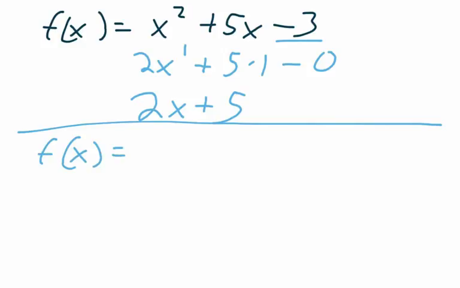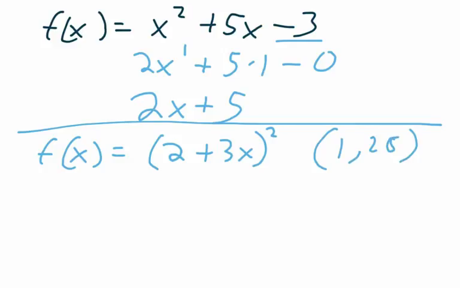Let's say that we have 2 plus 3x squared, and we want the point at 1, 25, and we want the equation of the tangent line. So we start out by having the point, and I said in class the only thing we need is a point and a slope. I can't take the derivative when it looks like this, so I'm going to have to expand 2 plus 3x squared.